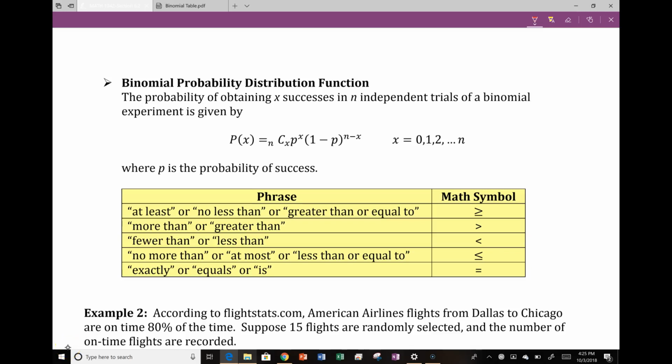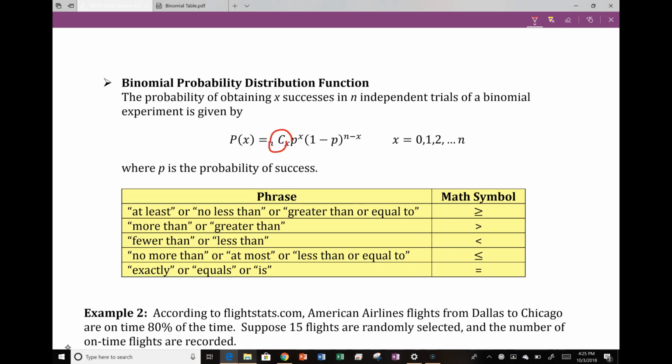In this video, we're going to discuss how to actually calculate the probabilities for binomial probability distributions. The probability of obtaining x successes, where lowercase x is the number of successes that we want, in n independent trials, our sample size, is given by P(x) equals n choose x. This is similar to our n choose r. It's the exact same formula.